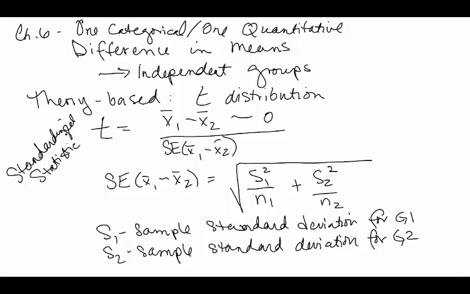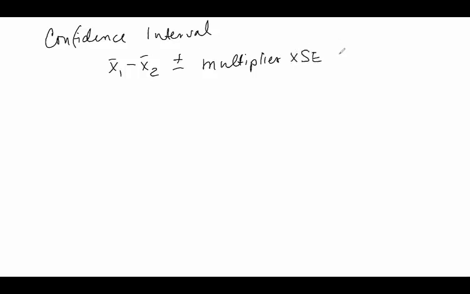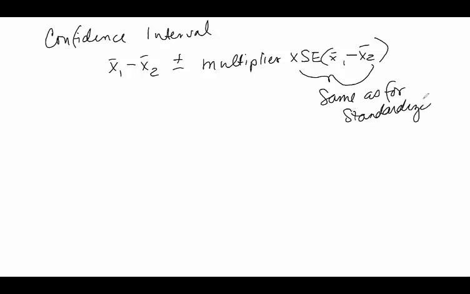All right, then to find our confidence interval for a difference in means, we look at the sample difference in means plus or minus the multiplier times the standard error. And that standard error is the same as for the standardized statistic. So the only time it's different is when we're calculating differences in proportions or a single proportion.